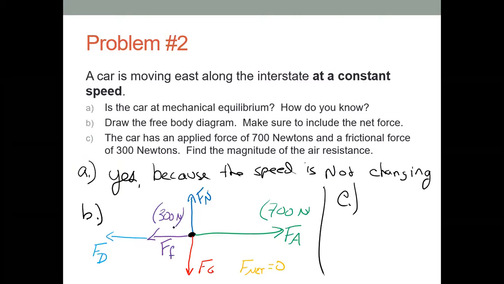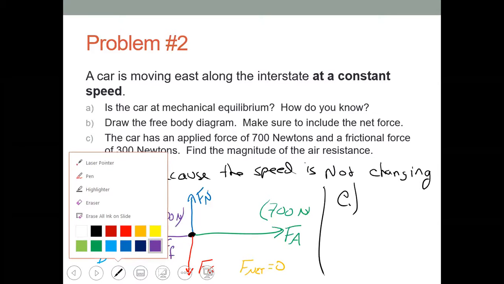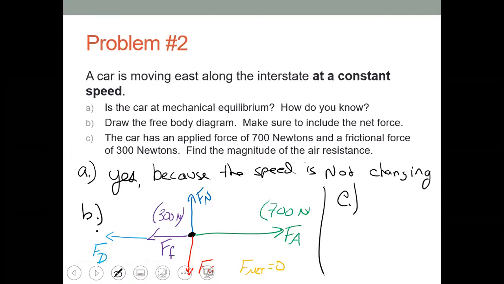So the question is, what is drag? So again, we said, yep, 400, Brendan. Correct, because I need my forces to cancel out, right? So if there's 700 going to the right, there has to be 700 going to the left. There's already 300 here. So I'm left with 700 minus 300 minus the drag should equal 0. And so the drag is going to come out to be 400 newtons.